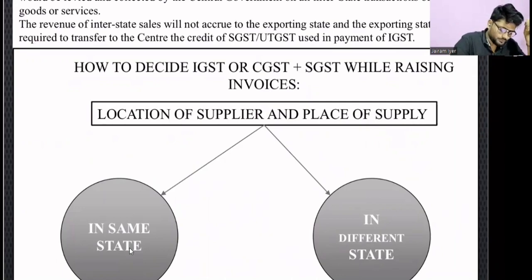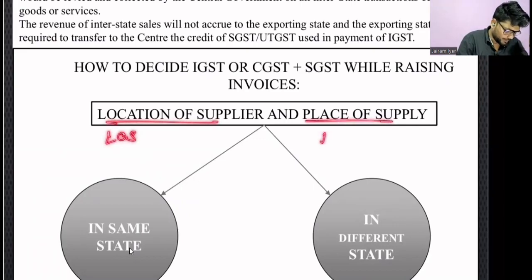Correct. So we know that in case of interstate, it is IGST. Interstate means between two states, or between two UTs, or one state and one UT. Just change it with the words buyer and supplier. The seller is the location of the supplier, and the buyer's location is determined as place of supply. So location of supplier we call in short LOS, and place of supply we call POS.